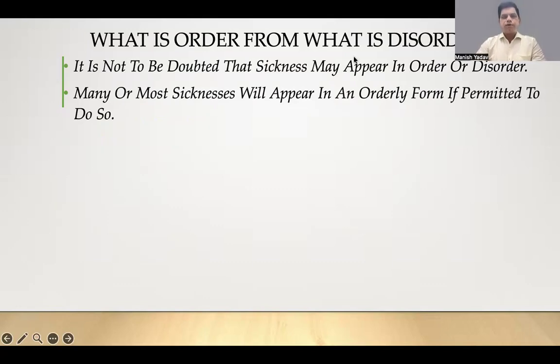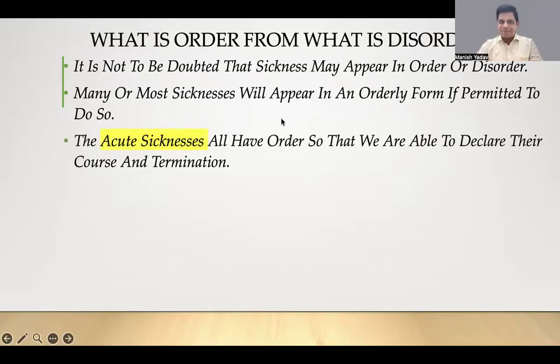Let's do it again. What is order and what is disorder? It is not to be doubted that sickness may appear in order or disorder. Many or most sickness will appear in an orderly form if permitted to do so. So sickness also has an order. That's what he's saying. In acute sickness, all have order so that we are able to declare the course and termination. Acute is so easy. We know from where it started, what's happening. We know everything.